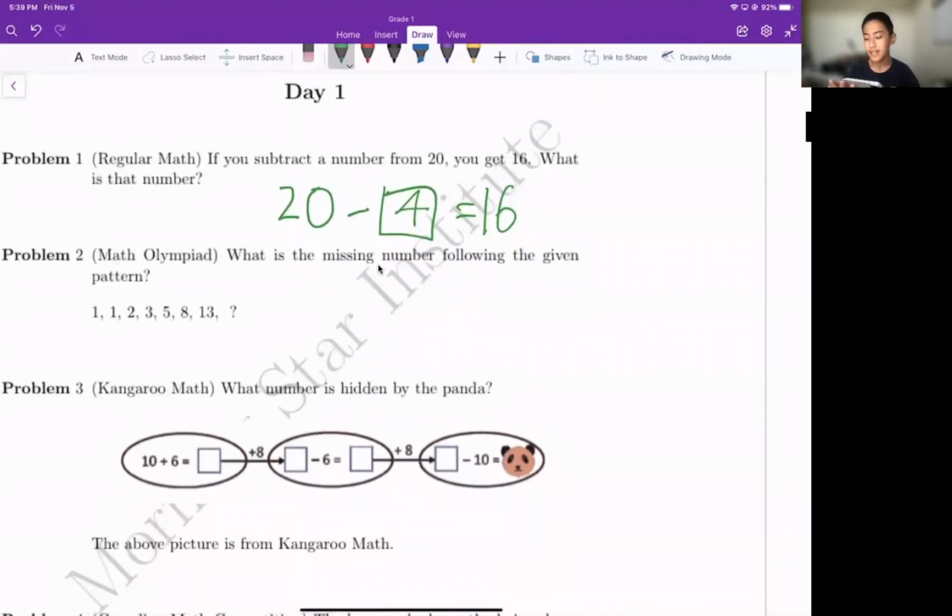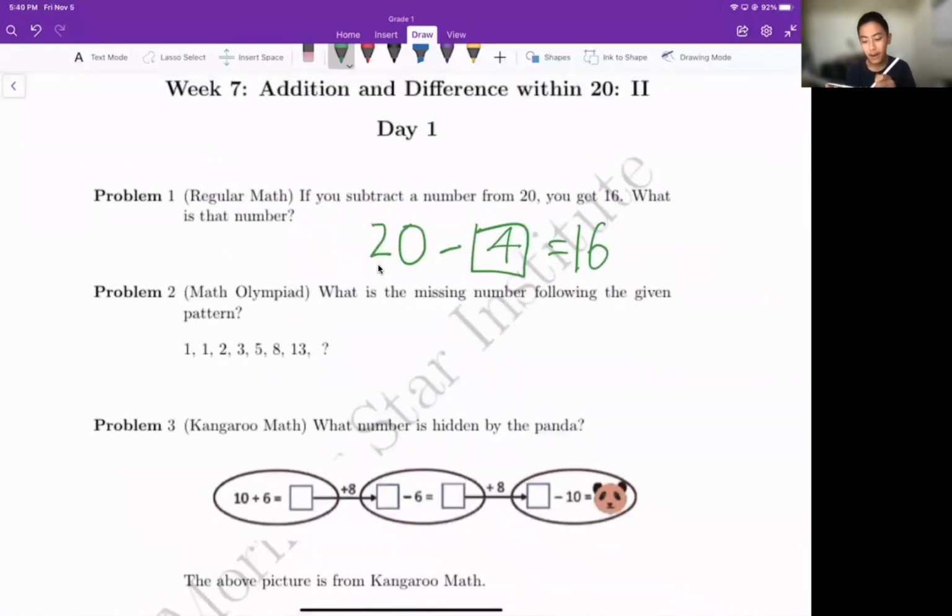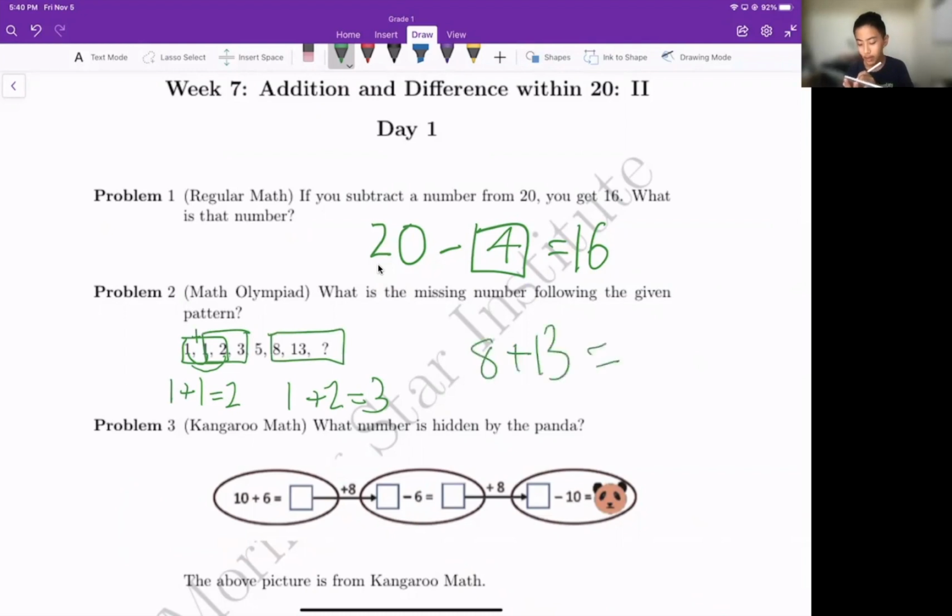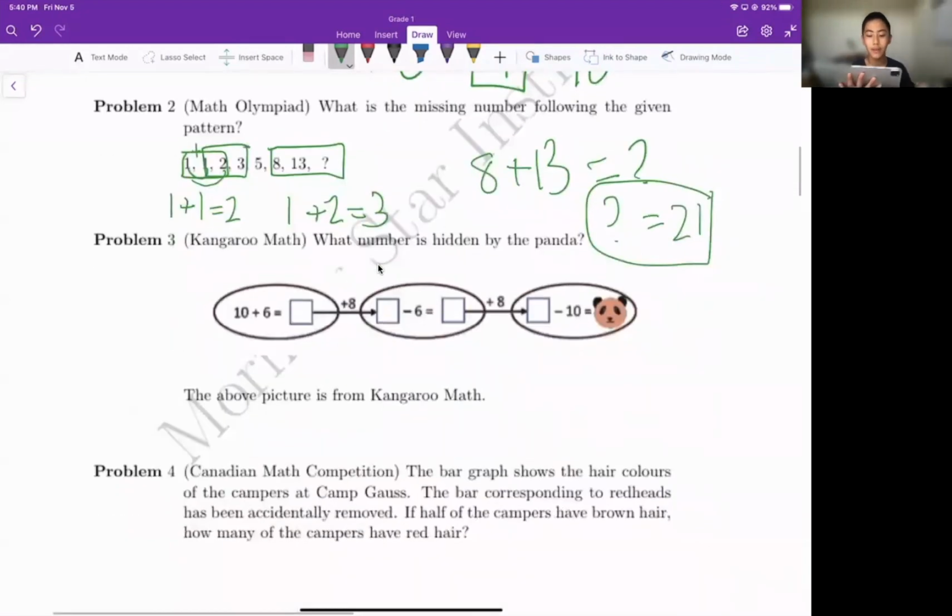Problem 2, what is the missing number following the given pattern? This pattern is basically the two numbers ahead of the third number should, when added together, equate the third number. For example, 1 plus 1 equals 2, as you see right here, and 1 plus 2 equals 3, as you see right here. So for this pair, we should write 8 plus 13 equals a question mark, and that question mark should be 21. So the answer for problem 2 is 21.